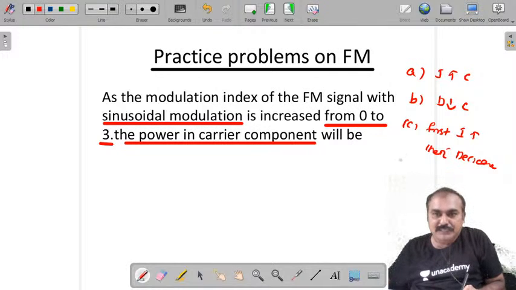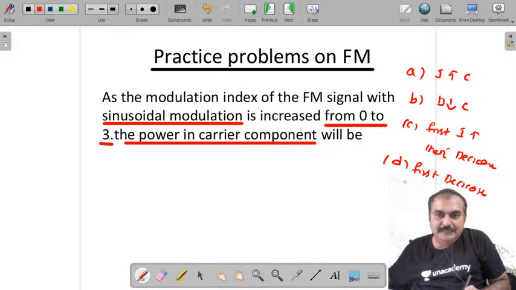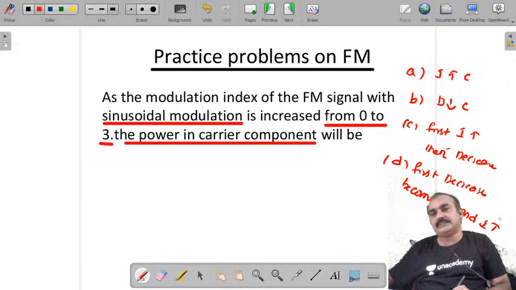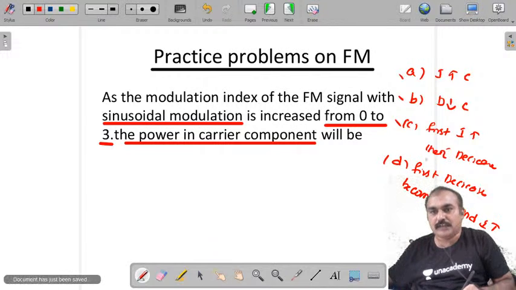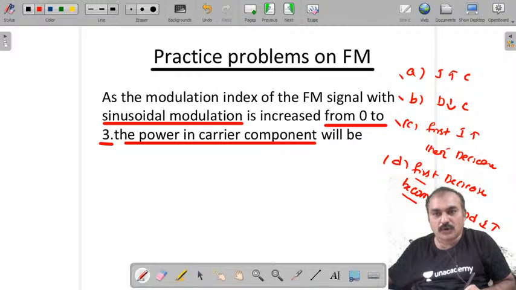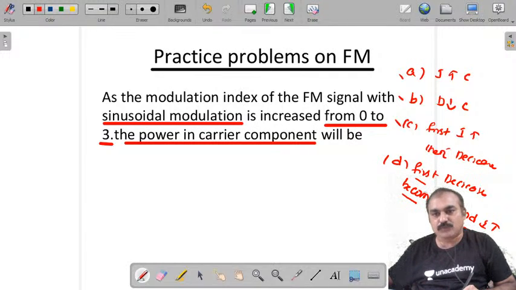And option D: first decreases, becomes 0, and then increases. So the options are: increases continuously, decreases continuously, first increases and attains a maximum value and then decreases, and fourth, first decreases, becomes 0, then increases. Listen carefully, my dear students.